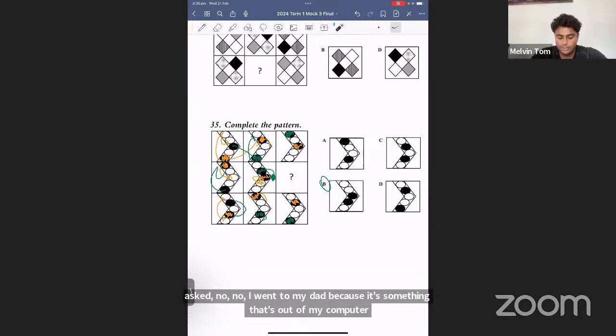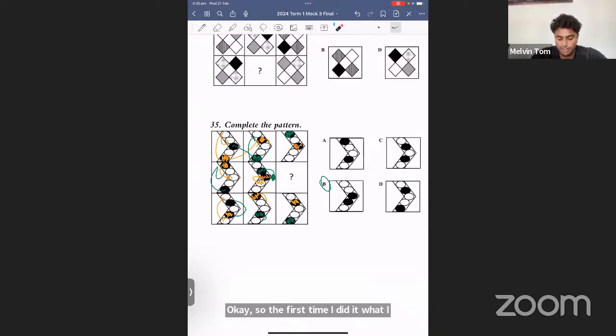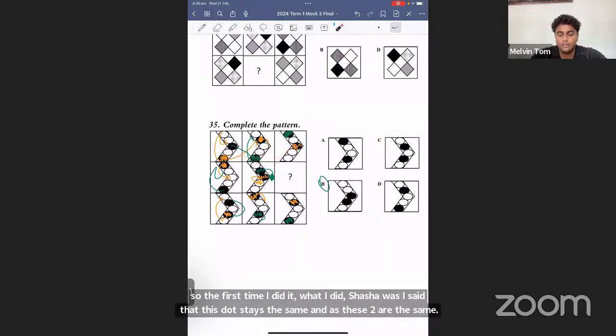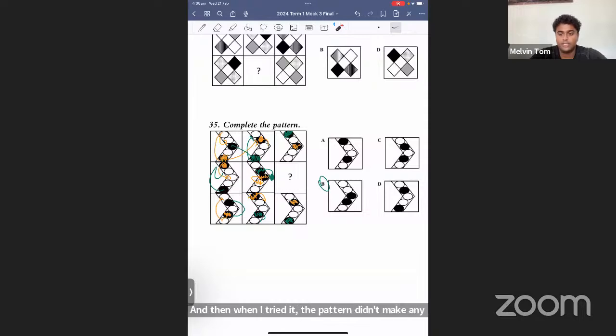Okay. So the first time I did it, what I did, Shashwat, was I said that this dot stays the same and these two are the same. And then when I tried it, the pattern didn't make any sense. So when that didn't make any sense, I said, all right, let's try the other way around.